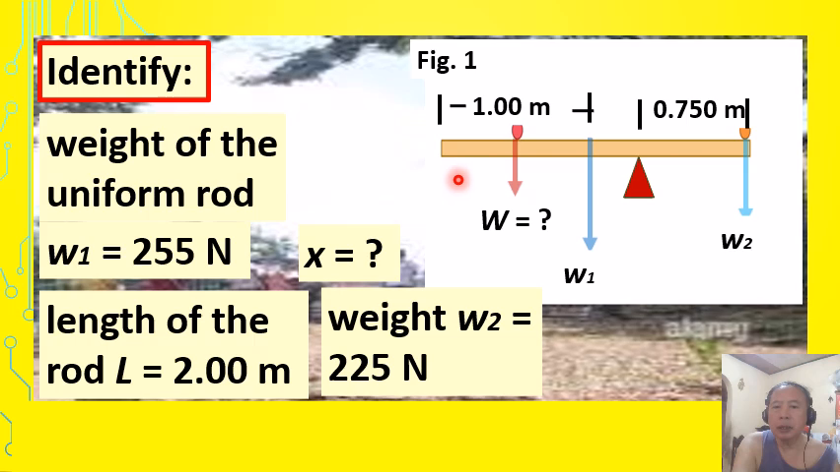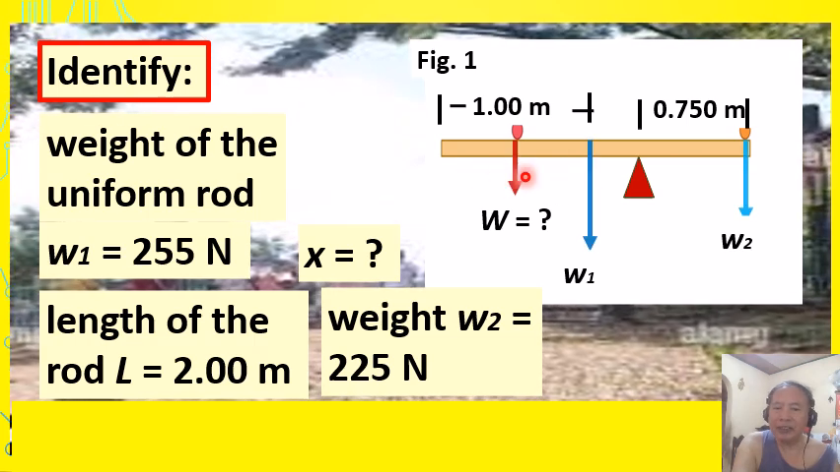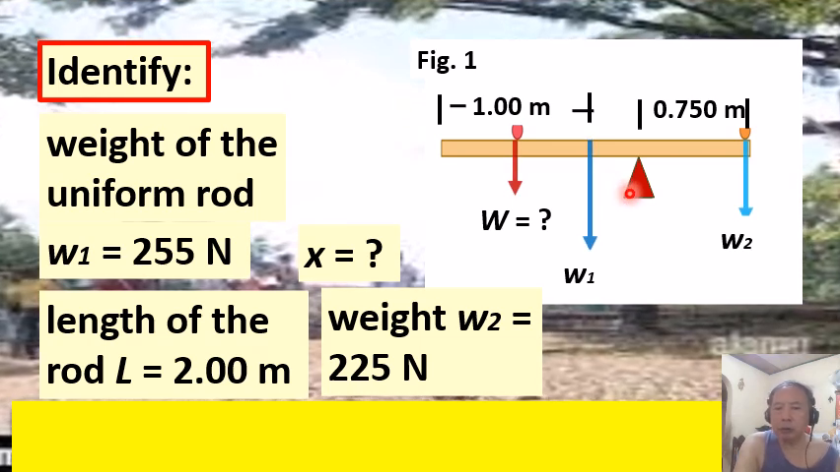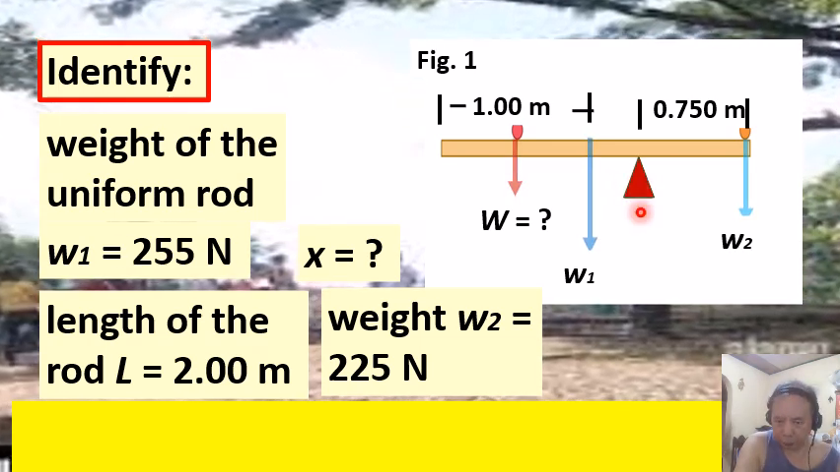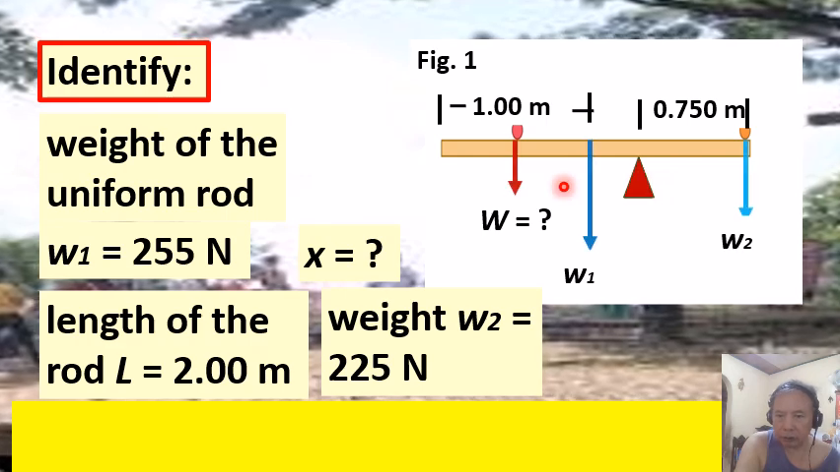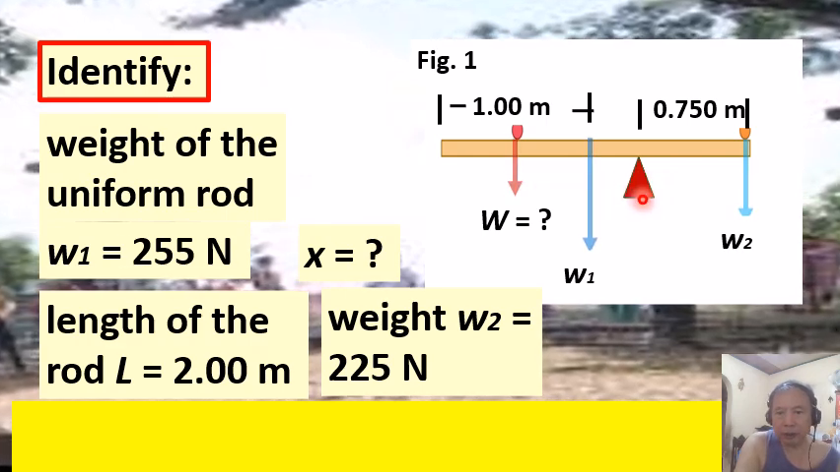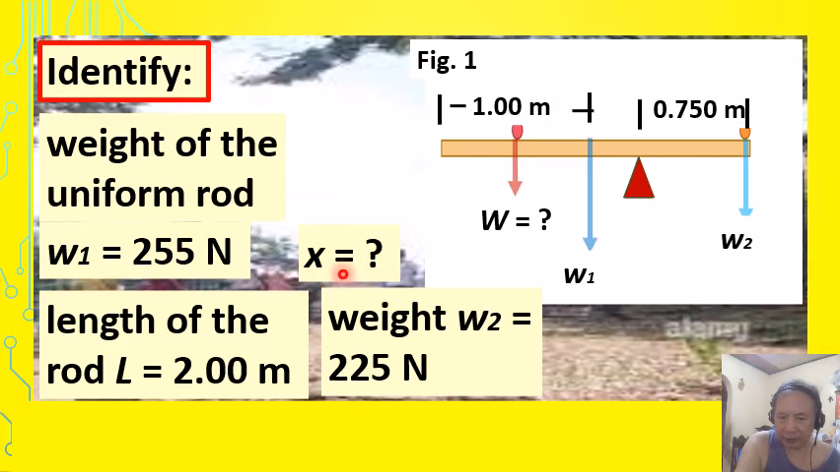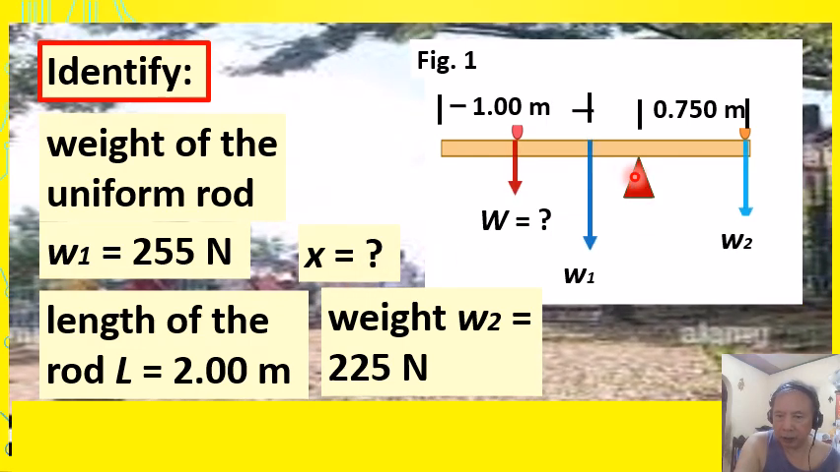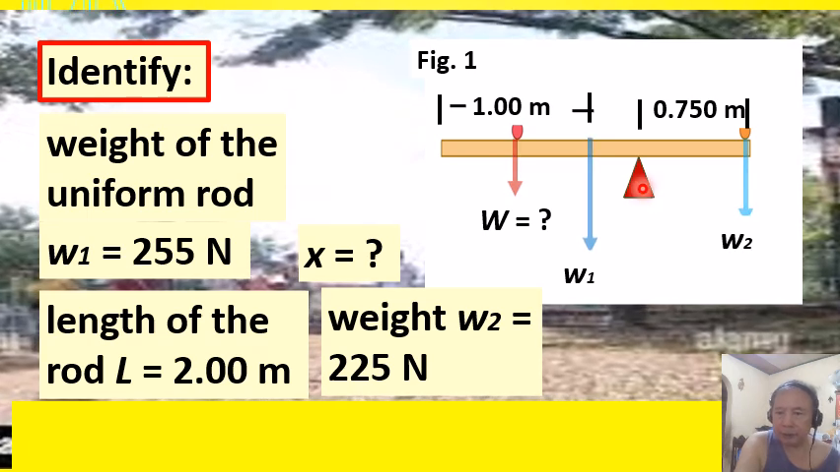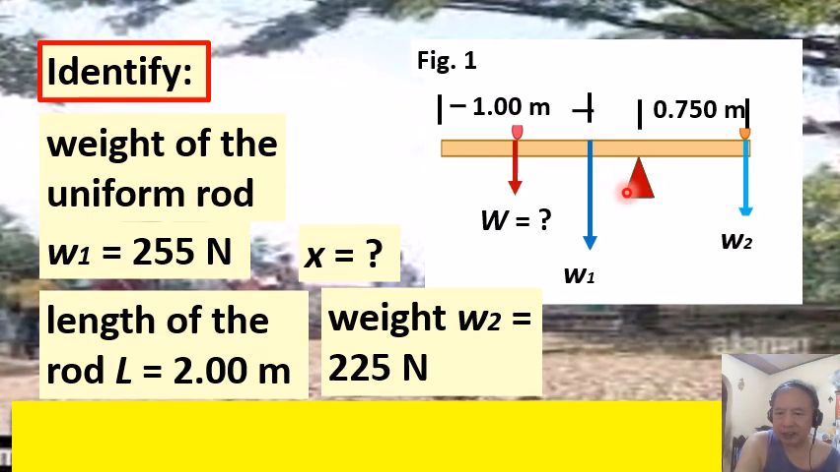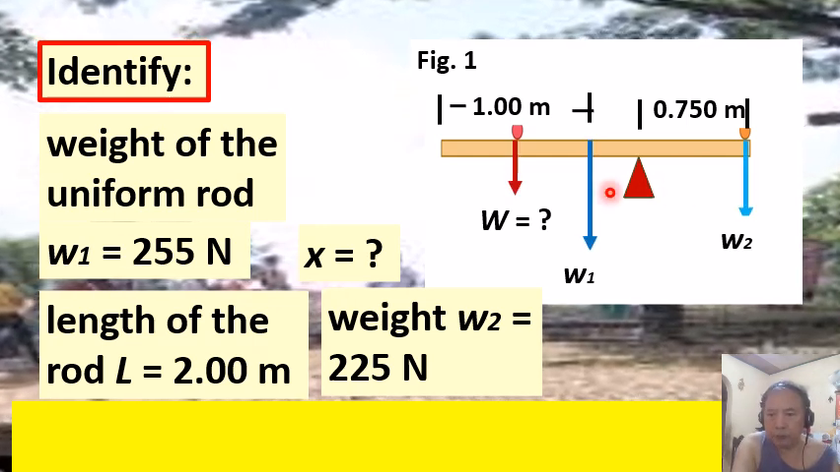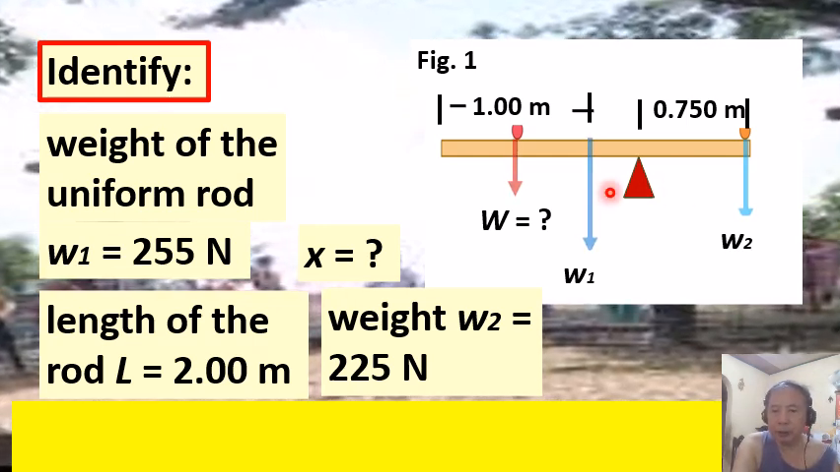And we are asked, how are we going to move the fulcrum? Should we move it to the right or to the left to restore balance? So that is exactly what we are going to determine in part B. We will determine the value of x, the distance through which the fulcrum will be moved in order to restore balance.